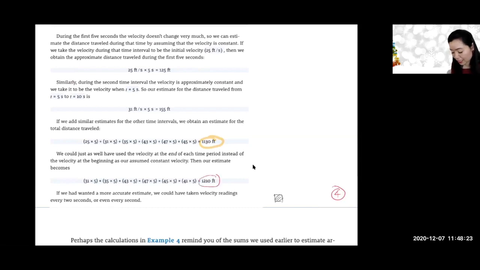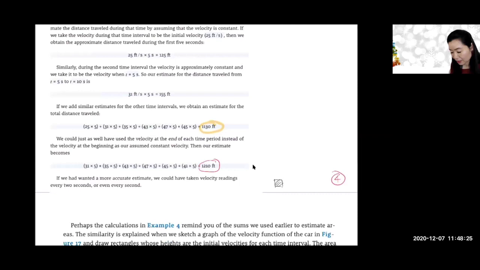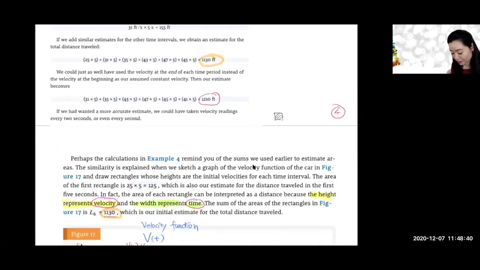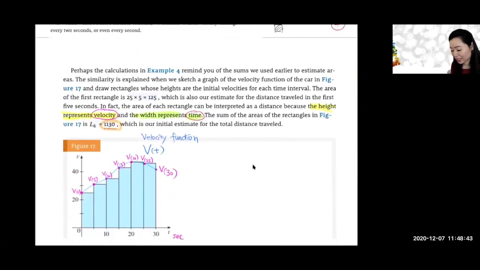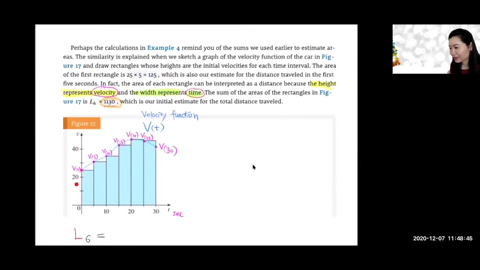Okay. So if you want a more accurate estimate, we can take the time interval to be even smaller. Instead of 5 seconds, we can take every 2 seconds, or even every second. Now the point over here is that you're trying to get an idea.